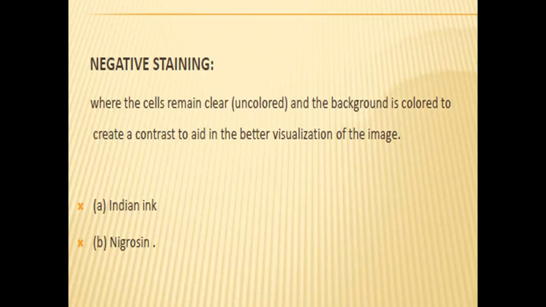So dear students, in negative staining your cell does not take up the dye or stain, and that's why we can observe an uncolored specimen under the microscope, and this type of staining is known as negative staining. For performing negative staining, Indian ink and nigrosin are the two different stains we routinely utilize whenever we perform negative staining of bacteria.